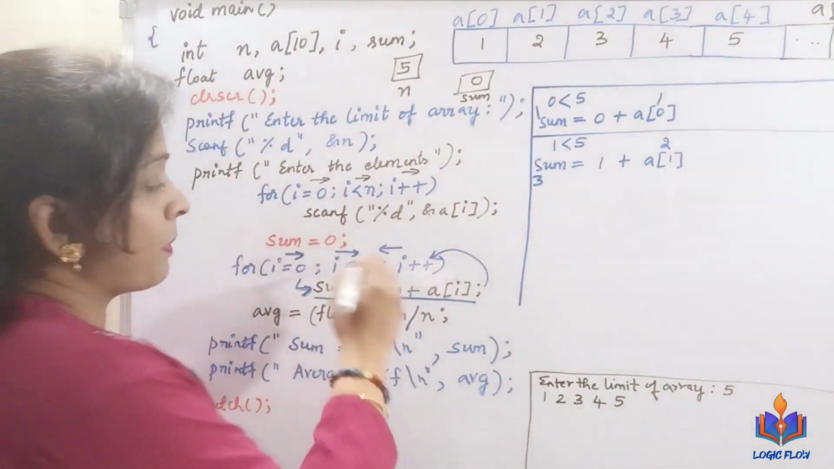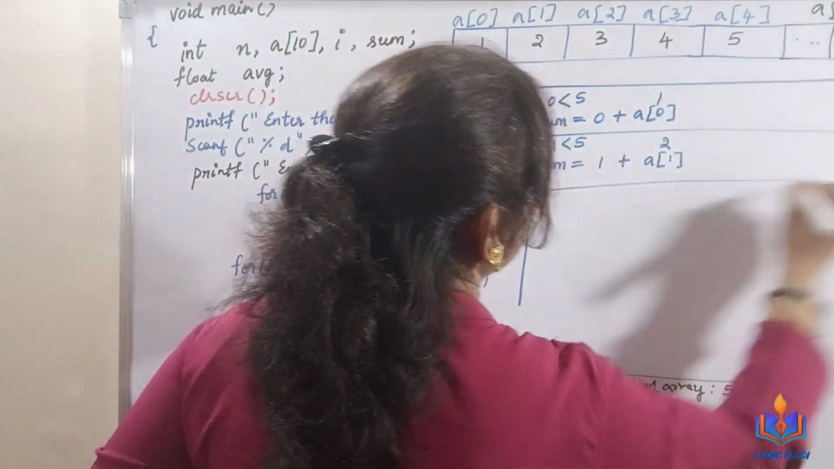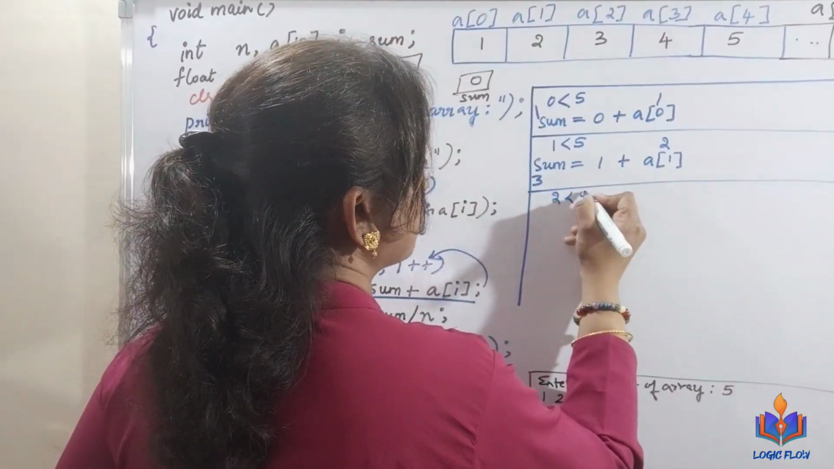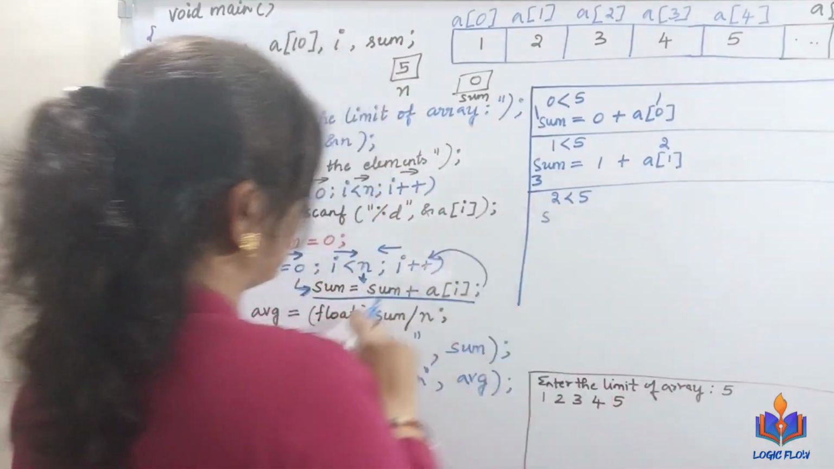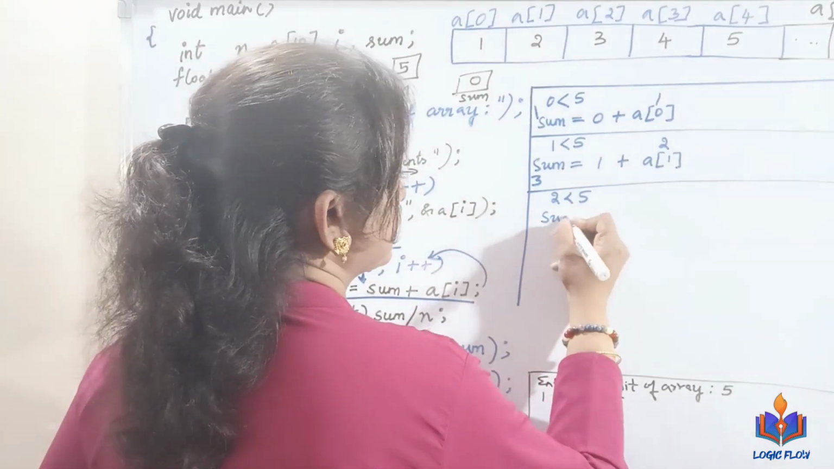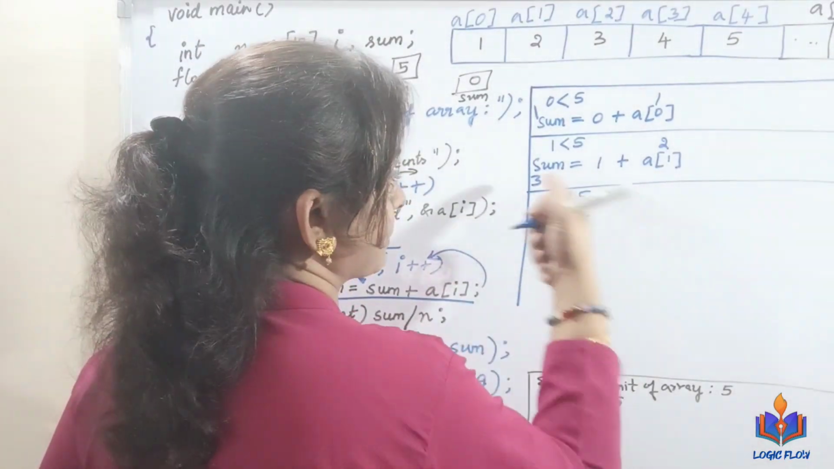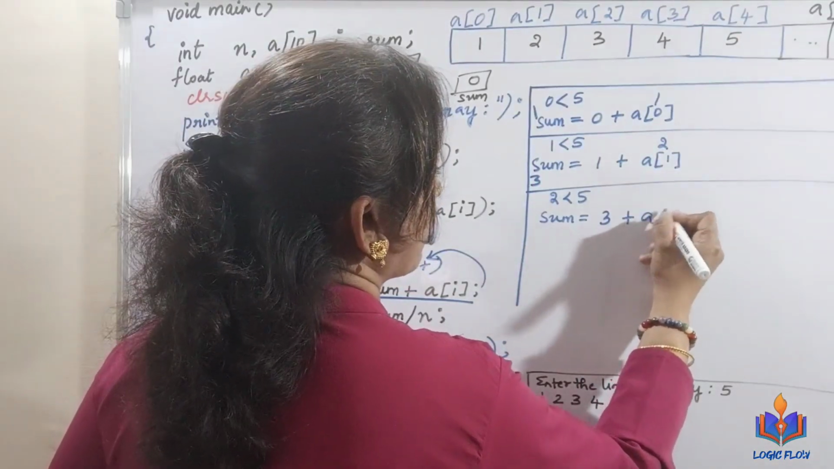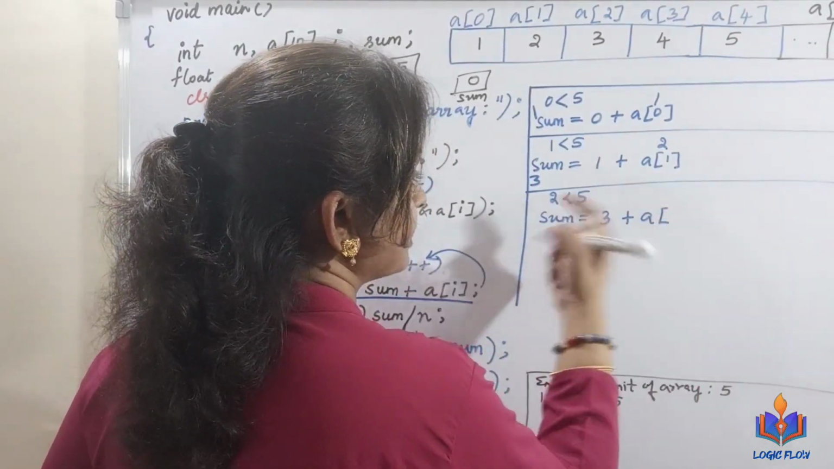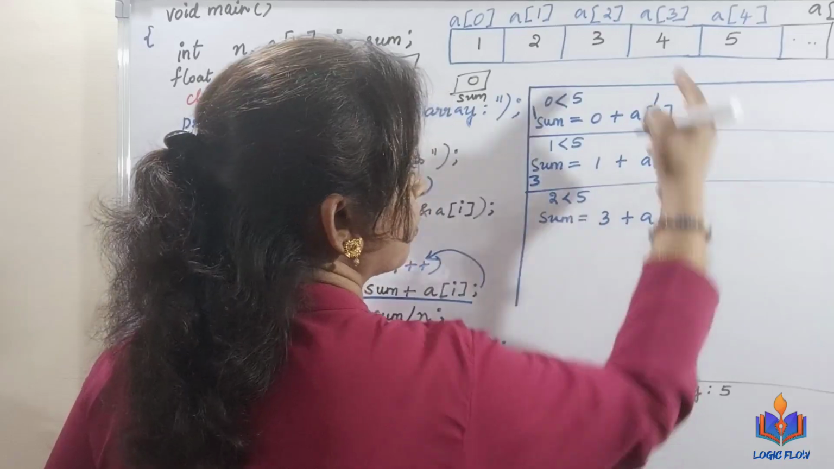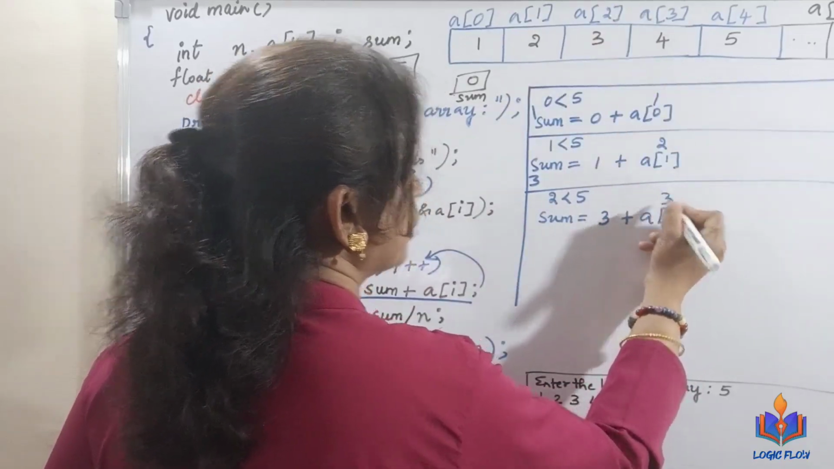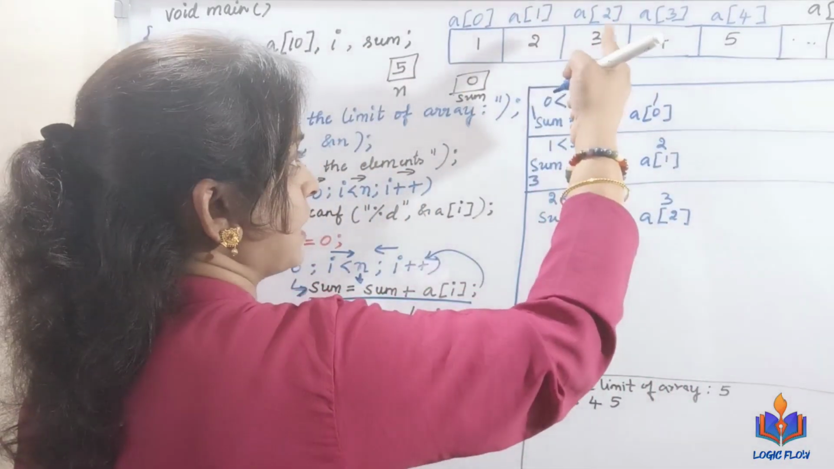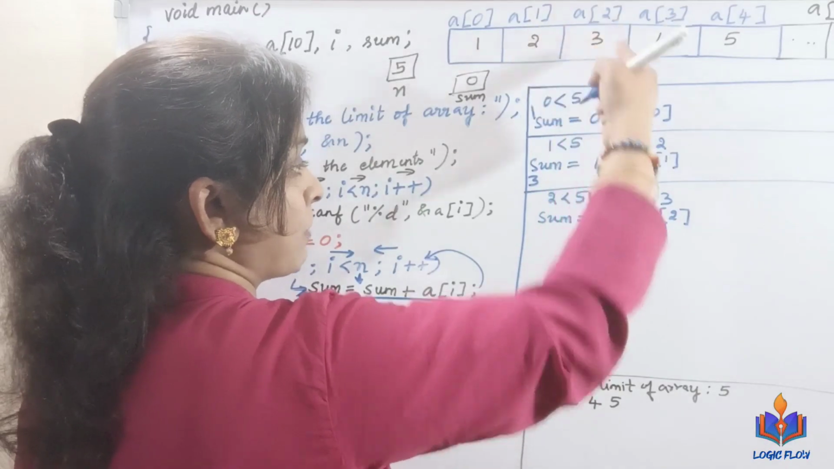Then again look back, i gets incremented. So it becomes 2. Is 2 less than 5? Yes. Compute this immediate statement. So I say sum equal to sum plus a of i. The previous iteration sum is 3. a of i means a of 2. What is a of 2? It is 3. Now I am doing 3 plus 3.